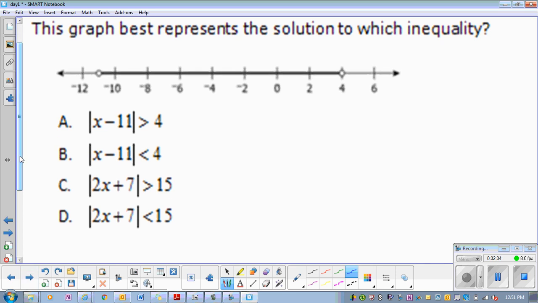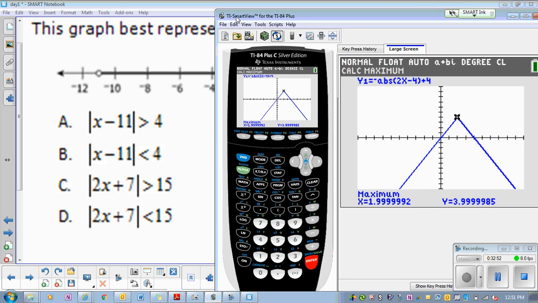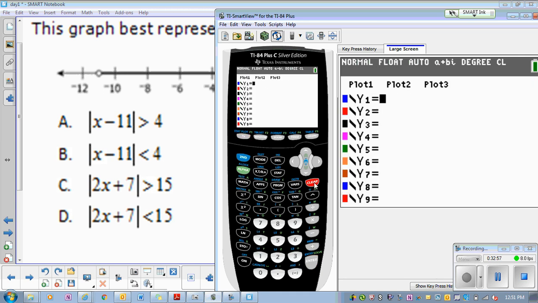This graph best represents the solution to which inequality? Okay, I'm going to show you something. Go to your calculators. We could do this the algebraic way, and that's fine, but I want you to know some tricks. So you're going to go into y equals, okay? Did anyone do this and actually get an answer? You got B. Okay.